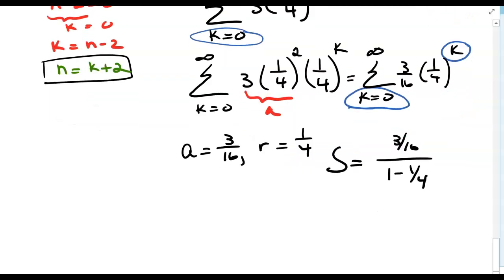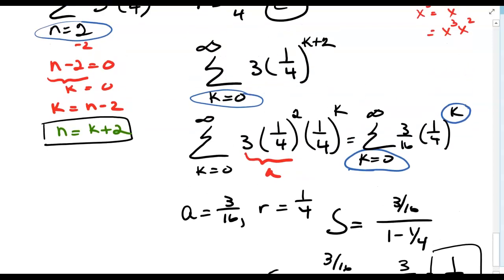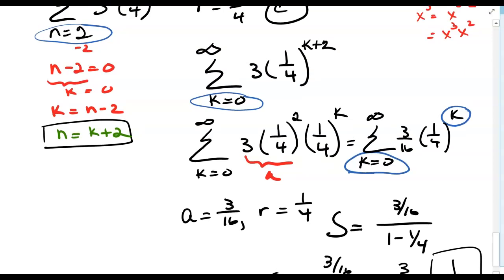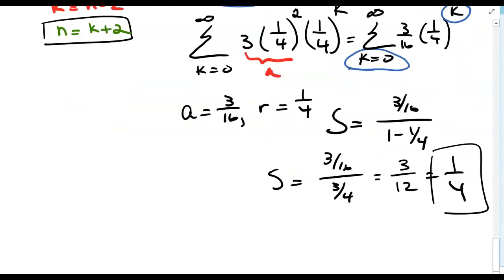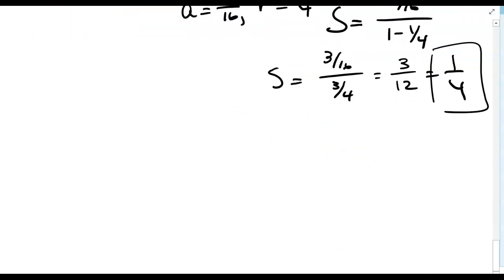That and a little bit of arithmetic. So it's 3/16 over 3/4. Multiply by 16 over 16 gives me 3/12, which is 1/4. Yeah, this actually sums to 1/4, and that is just a coincidence. The r being 1/4, and it sums to 1/4. Okay, so that's how you're going to work with your geometric series.